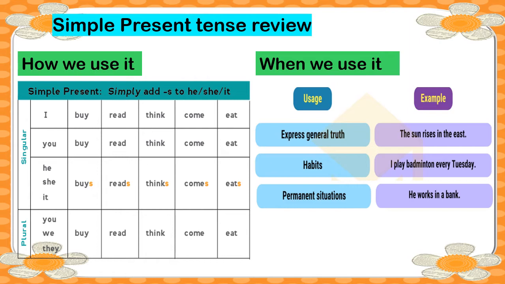Or Susan visits her ballet class every Monday. And then it's also for permanent situations like he works in a bank. Dad works at the fire station. Right. So that is exactly when we use the simple present tense.